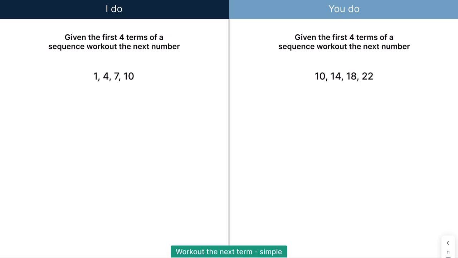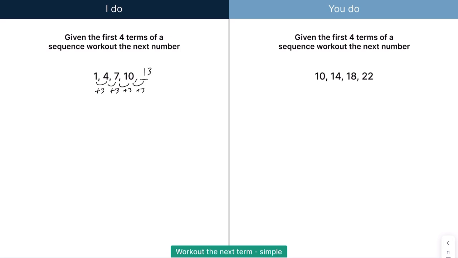Now, moving on, we are now given a sequence and we've been asked to find the next term. So we need to figure out what's actually happening in the sequence. To go from here to here, I can see we're adding 3, and then we're adding 3 again, and then we're adding 3 again. Which means that to get the next number, the fourth number in the sequence, we just add 3. So the answer here is 13.